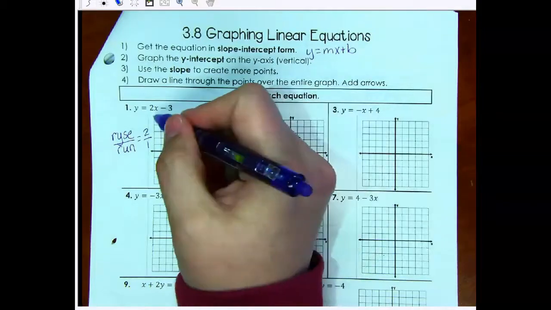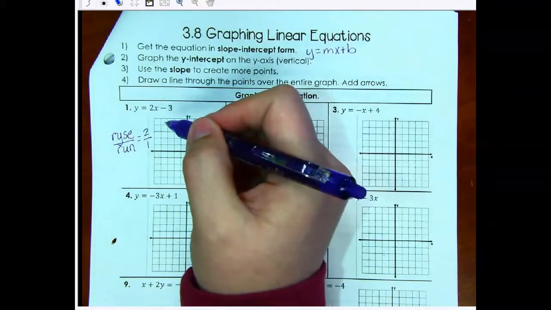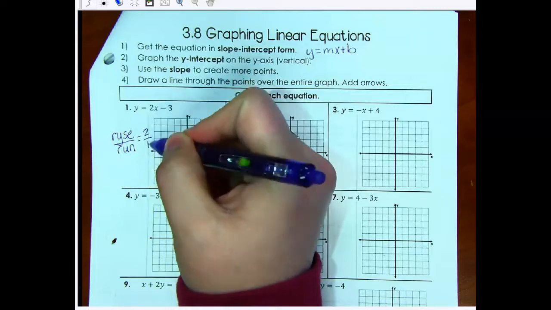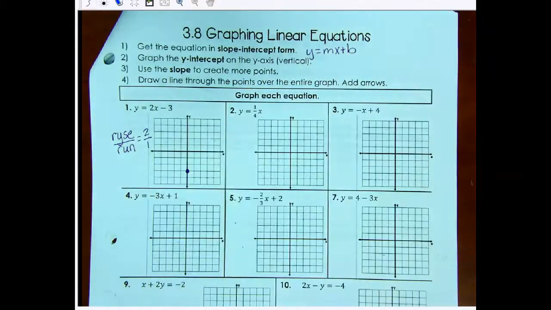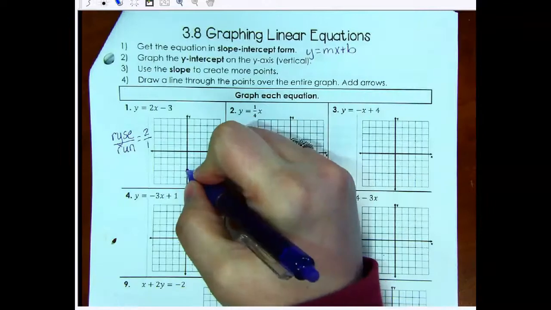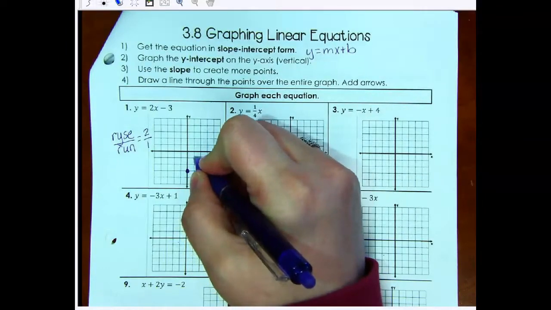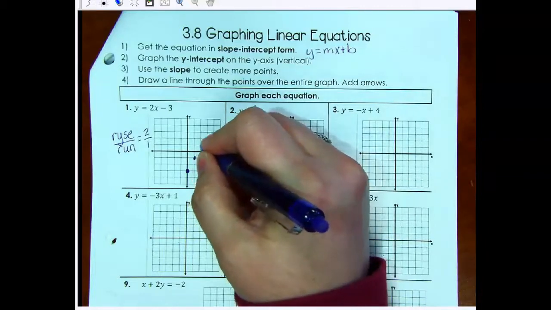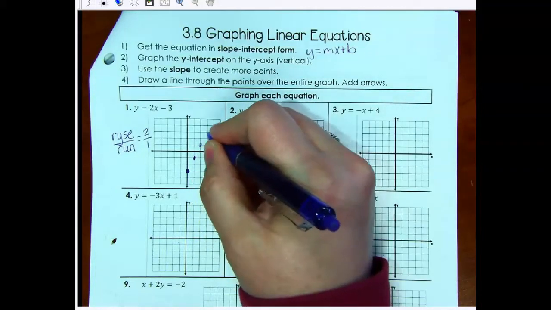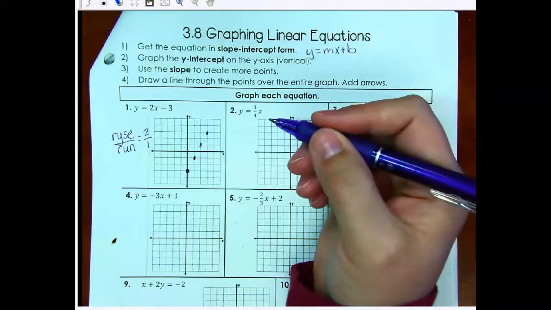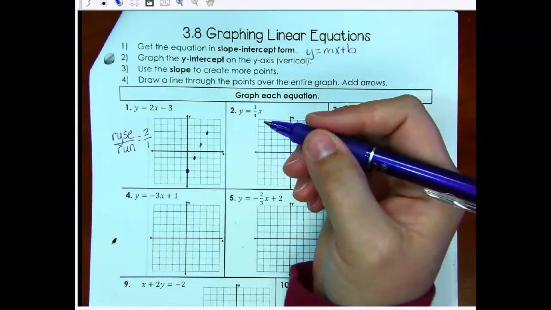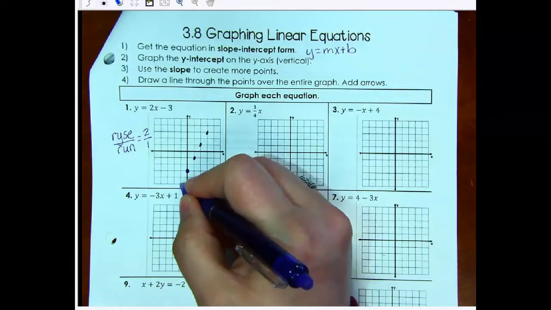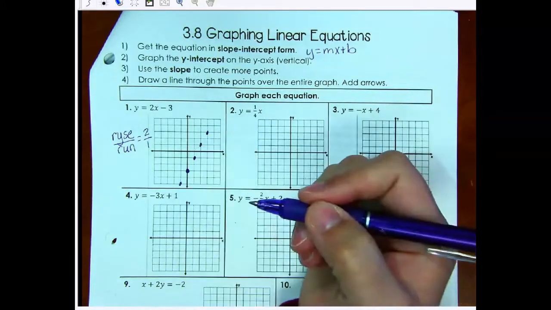So if you don't have a fraction already for your slope, you're going to want to make it be a fraction, putting that whole number on top of a 1. So what that means you're going to do is you're going to rise 2, run 1. And you can do that a couple of times. Rise 2, run 1, rise 2, run 1. If you want to or need to go the other way, you're just going to go the opposite. So you're going to go down 2 and then left 1, like that.